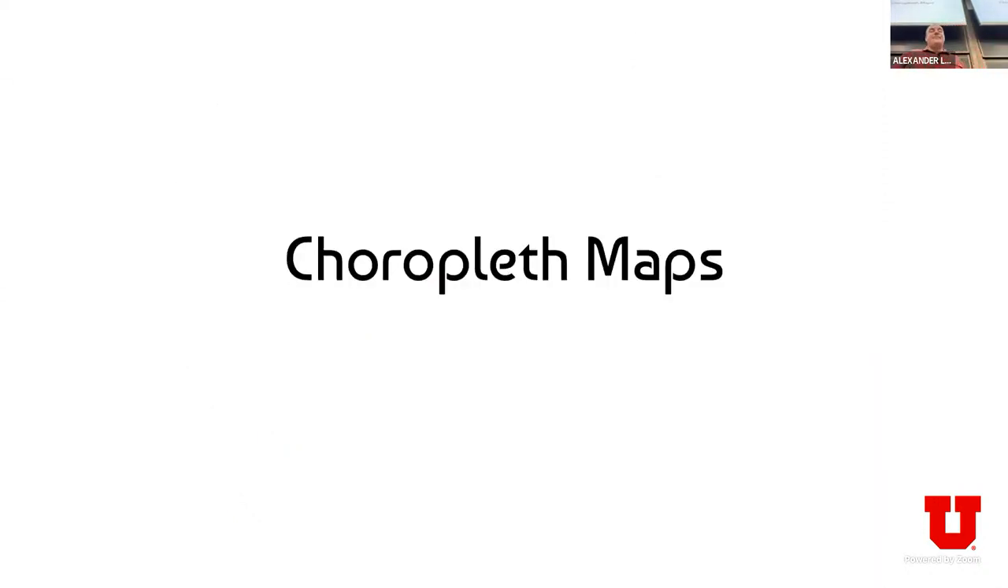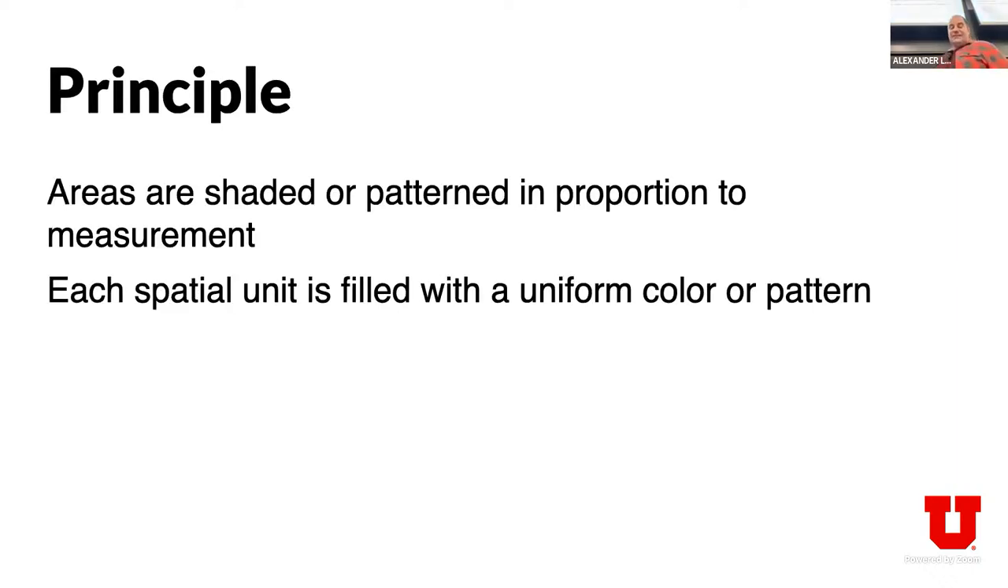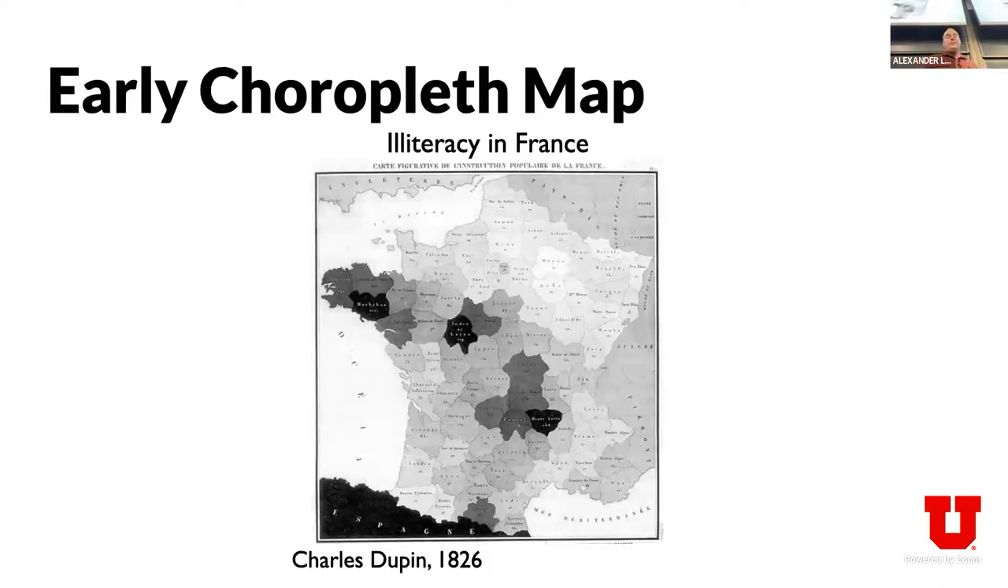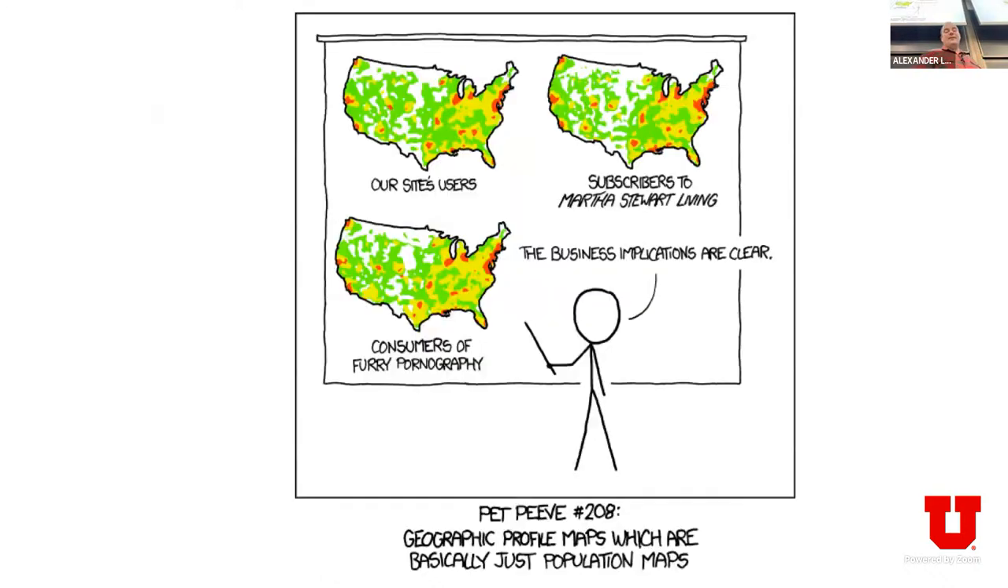The most common map type, if you want to visualize data, are these choropleth maps. And this is choro and not color, something that it took me a while to realize. The principle of choropleth maps is that areas are shaded or patterned in proportion to a measurement. And each spatial unit is filled with a uniform color or pattern. So this is an early choropleth map about illiteracy in France. You can see that the northern region around Paris was not very illiterate, but the central region close to the Alps was maybe more illiterate, right? But of course, this has all of these problems with population density.